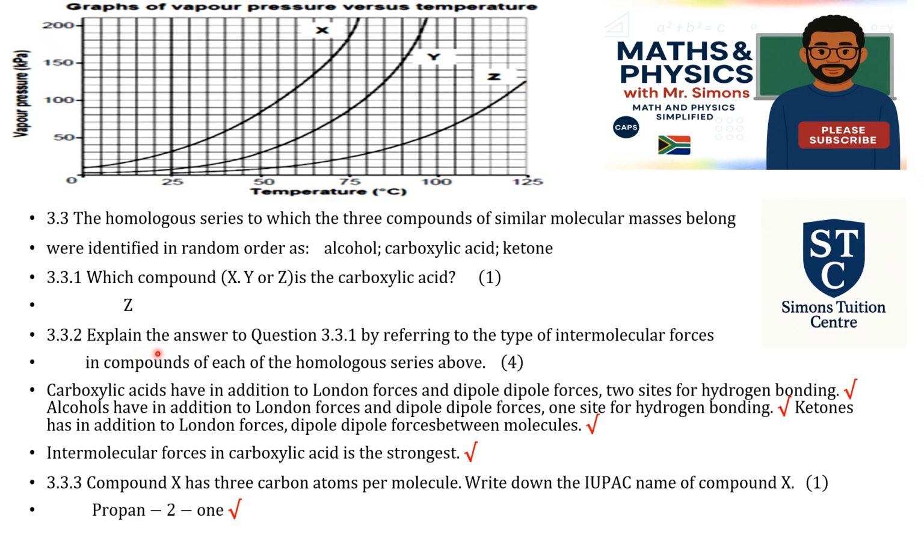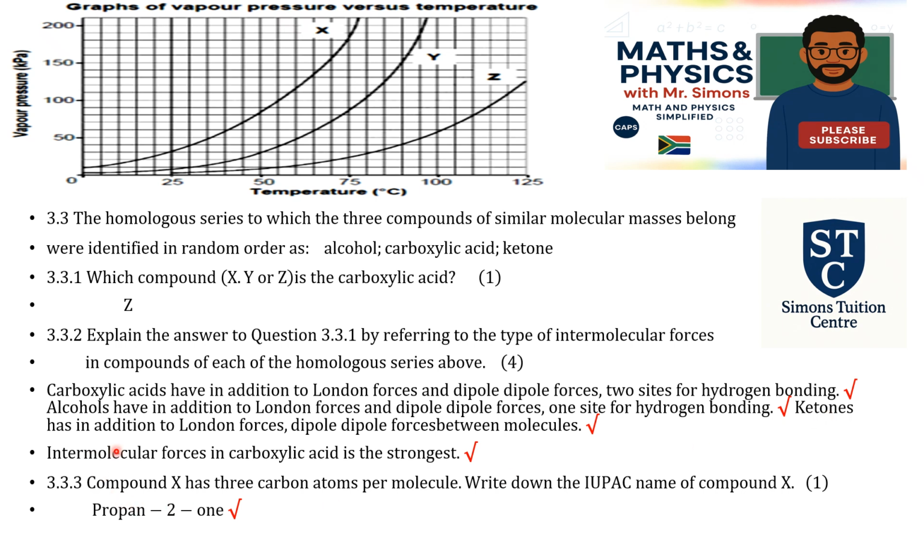And 3.3, they say explain the answer. Right, carboxylic acids have, in addition to London forces and dipole forces, a double bond with oxygen, right? So therefore it has 2 sides for hydrogen bonding. Remember, hydrogen bonding is nitrogen, oxygen, or fluorine combined with hydrogen, right? So there it's a double bond oxygen, therefore it has 2 sides for hydrogen bonding. Alcohols also have London forces, also have dipole forces, but it only has 1 side for hydrogen bonding, meaning in alcohols there's only 1 bond with oxygen.